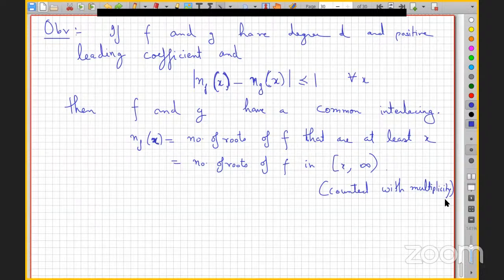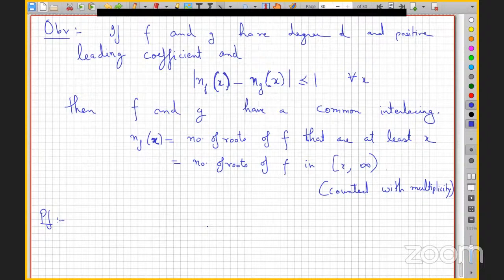Okay. So how do we prove this? Is this clear to everyone? So we start at infinity. At a very large x, what is n_f(x) minus n_g(x)? Zero, right? Because for very large x, both f and g are positive, always. So for all large enough x, f and g are always positive, so it's 0. Then you start moving towards minus infinity.